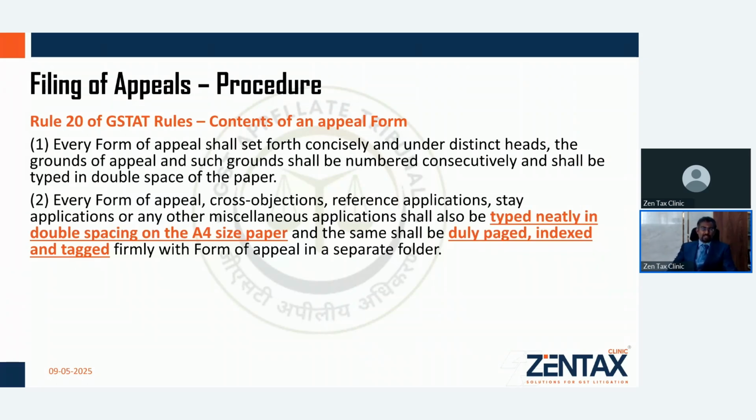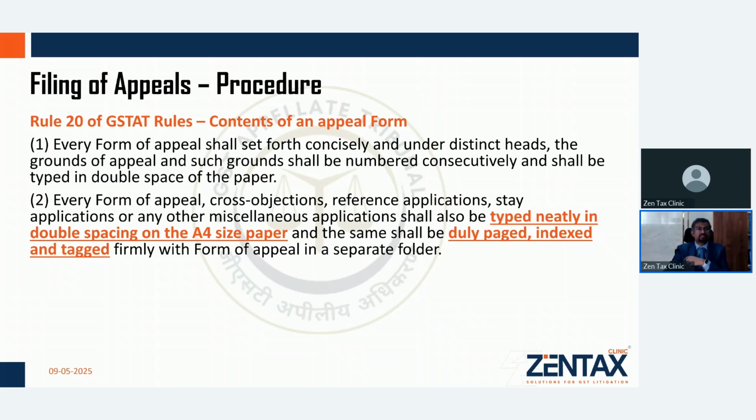Every form of appeal or cross objection or a reference application or a stay application or any other miscellaneous application shall also be typed neatly in double spacing on an A4 size paper, and the same shall be duly paged, that is numbered, indexed and tagged firmly with the form of appeal in a separate folder, right? So the procedure of how the appeal form needs to be presented is also very clearly detailed in the GSTAT procedure rules.